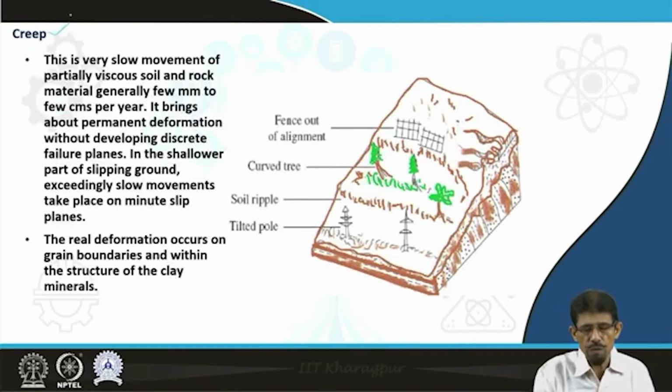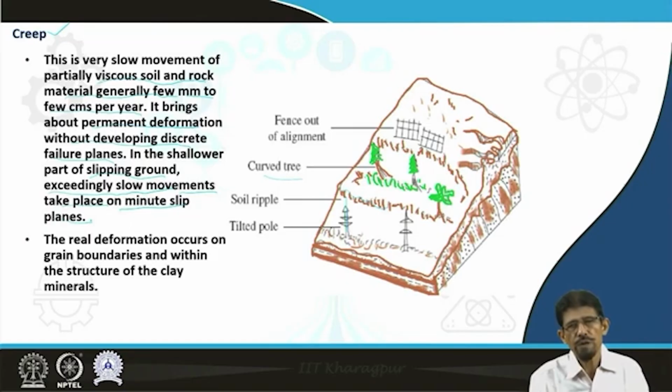Creep is the slowest phenomenon and cannot be observed properly with the naked eye, but we have different indicators which can indicate the creep phenomenon, like tilting of poles, soil ripples, curved trees, and change in alignment of fences. So this is a very slow movement of partially viscous soils or rock material, generally a few mm to a few centimeters per year, and it brings about permanent deformation without developing discrete failure planes, and in the shallower part of the slipping ground, exceedingly slow movement takes place along minute slip planes.